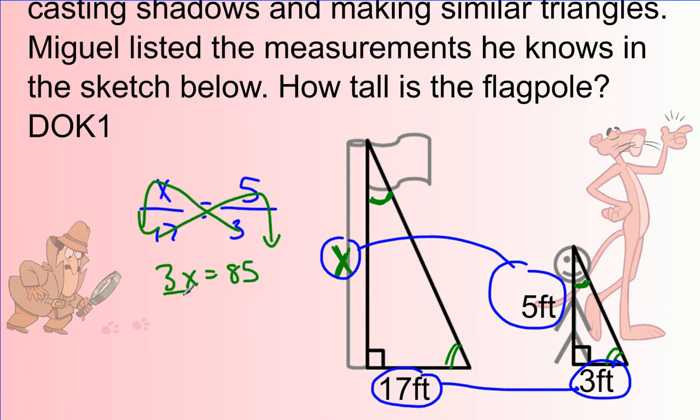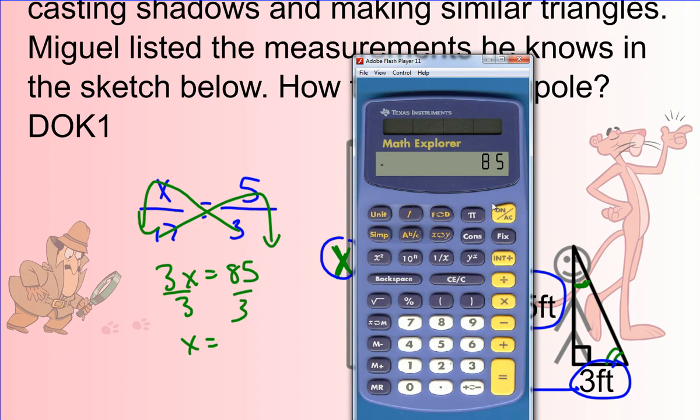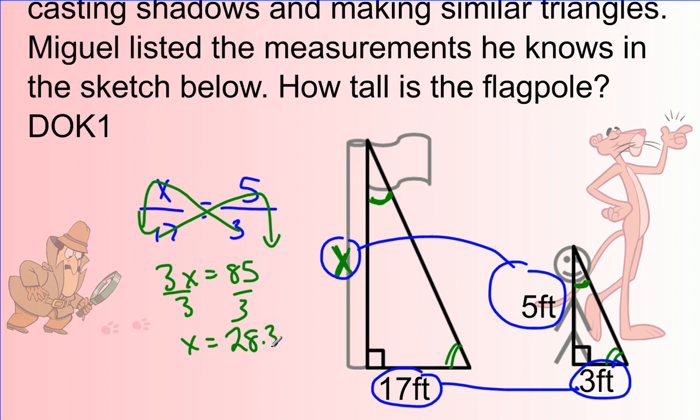Now to solve our proportion, we divide both sides by 3, and we get x equals whatever 85 divided by 3 is. 85 divided by 3 equals 28.3 feet. So this flagpole is 28.3 feet tall. And we were able to figure that out because of similar figures.